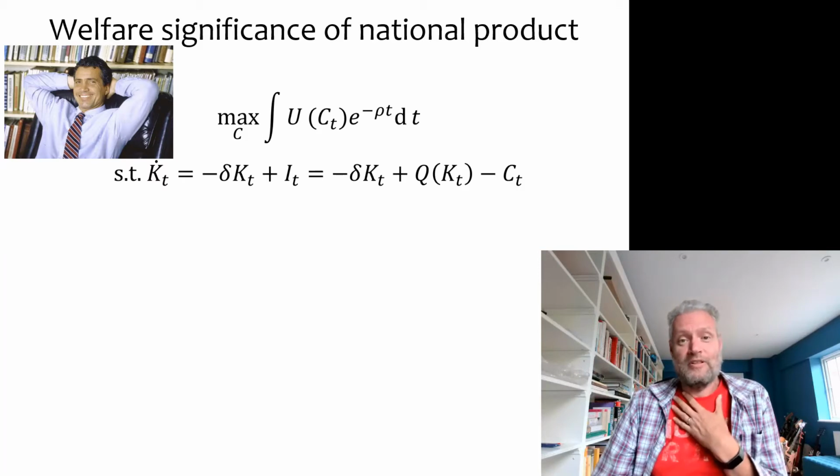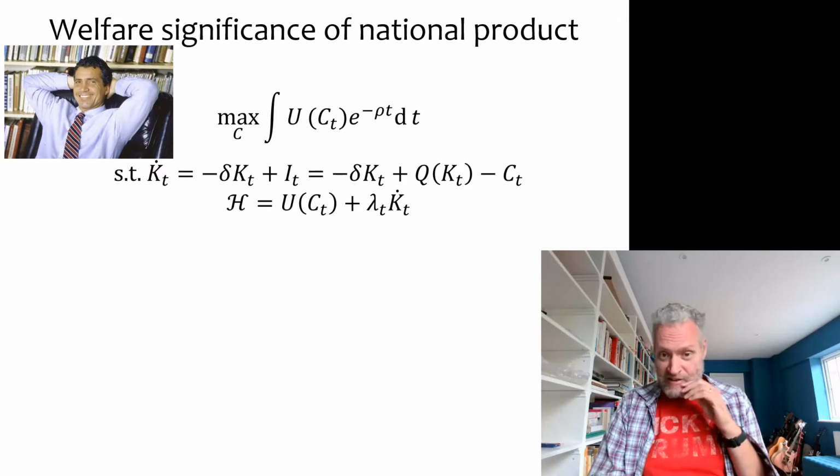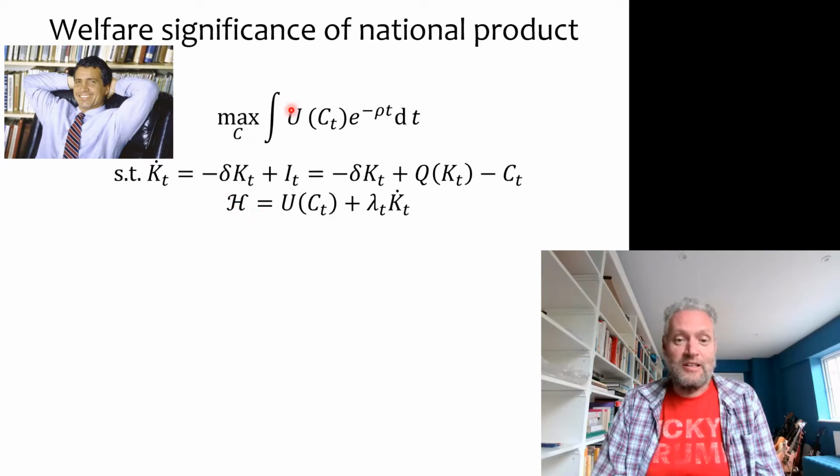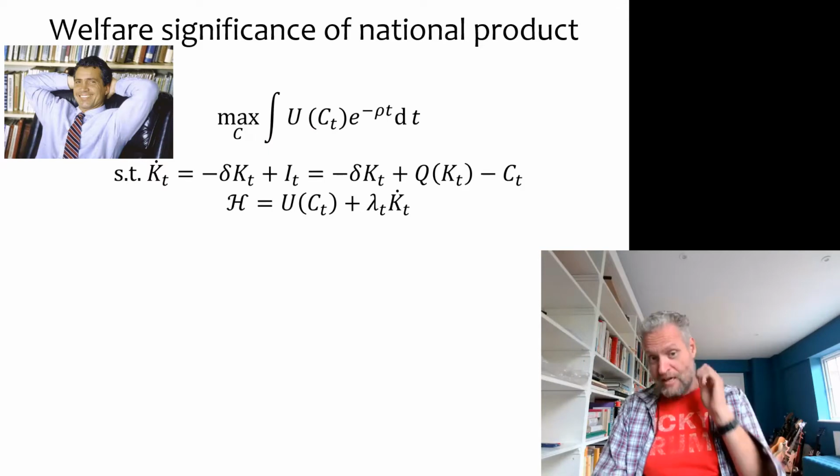So how do you solve an optimization problem like this? Well, you start by forming the Hamiltonian, and this is the current value Hamiltonian. And the Hamiltonian is defined as H, and H equals the objective function, or rather just the current bit of the objective function, so just U(C). You do away with all the fancy stuff, you do away with the discount factor, you do away with the dt and the integral, and you just keep your current objective, U of C.